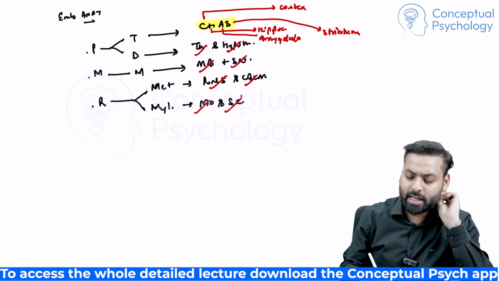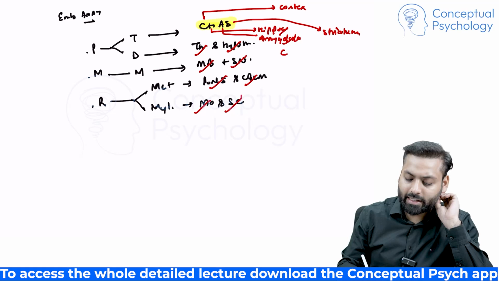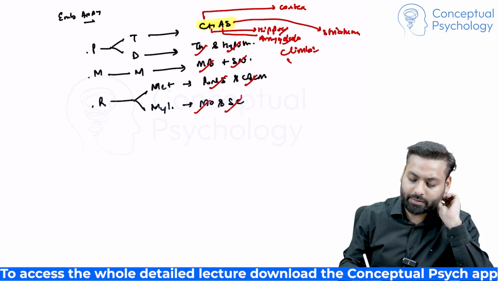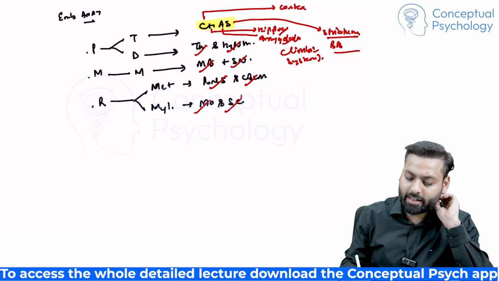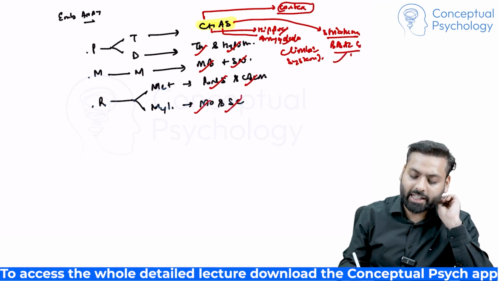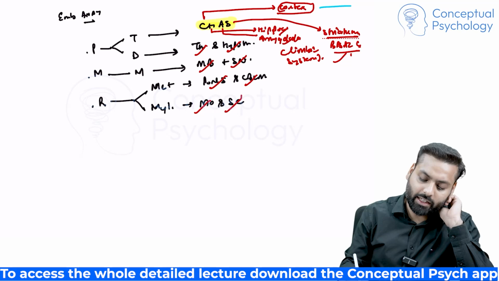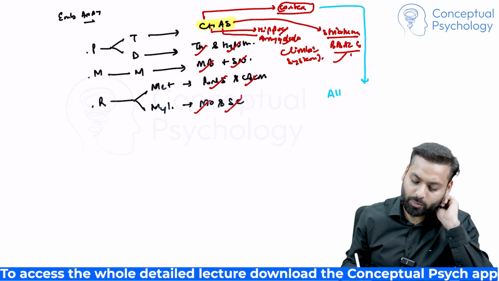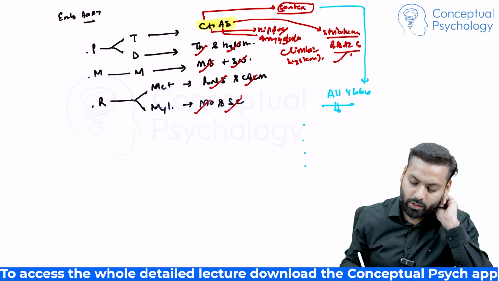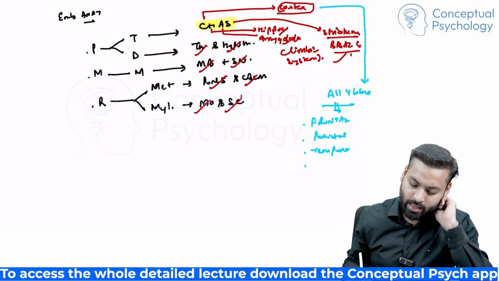thalamus, hypothalamus. Hippocampus and amygdala, that is the limbic system, is also done. Striatum, that means your basal ganglia, that is also done. Now we come to the cortex. Cortex means we will have to study all four lobes. What are the four lobes? I have already told you: frontal, parietal, temporal, and occipital lobes.